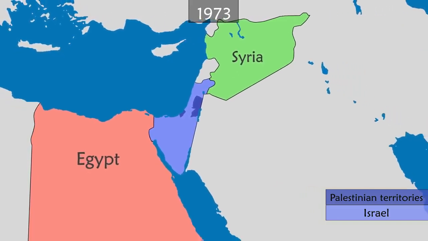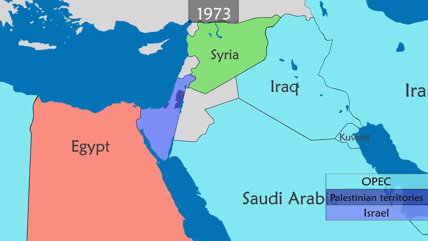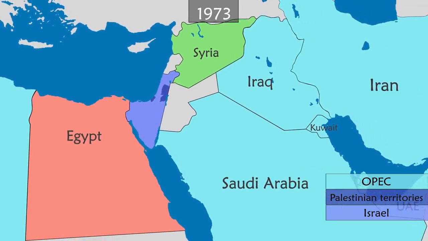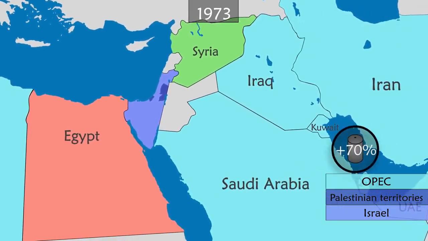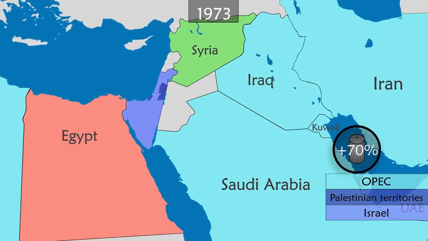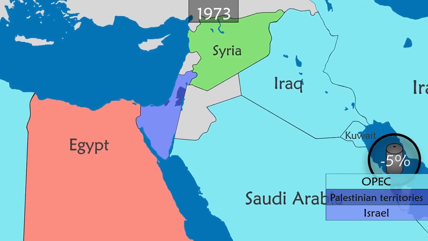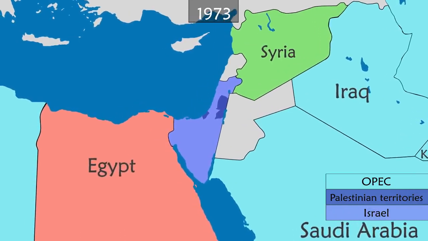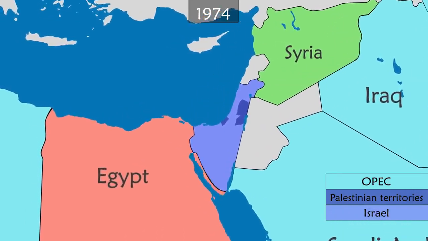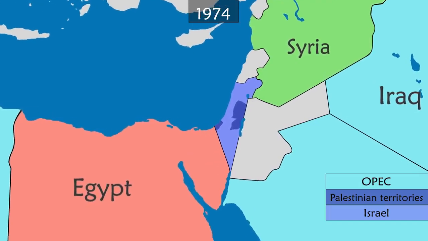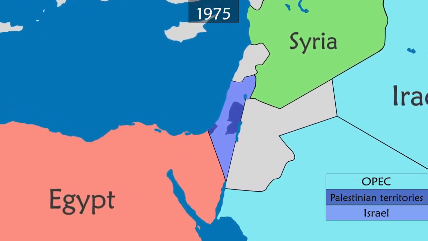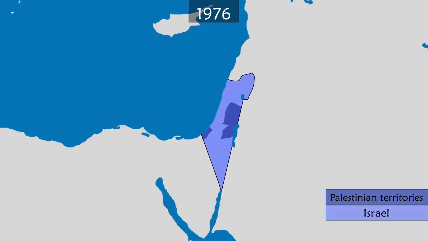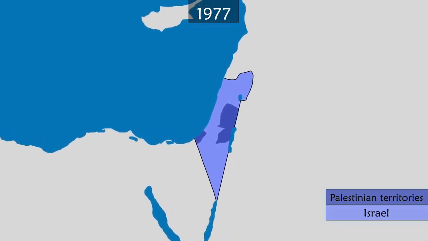After a ceasefire, oil-exporting Arab countries decide to punish the US and Israel's allies by increasing the price of oil by 70% and decreasing production by 5%. This causes the first oil crisis of 1973. Israel, under international pressure, ceded Sinai back to Egypt and a part of the Golan to Syria, but retains control over the Palestinian territories where colonization accelerates, especially in East Jerusalem.